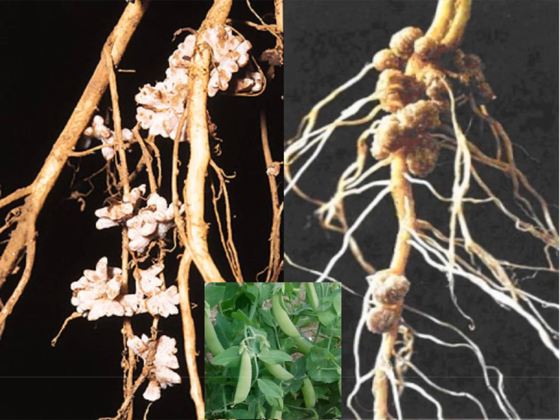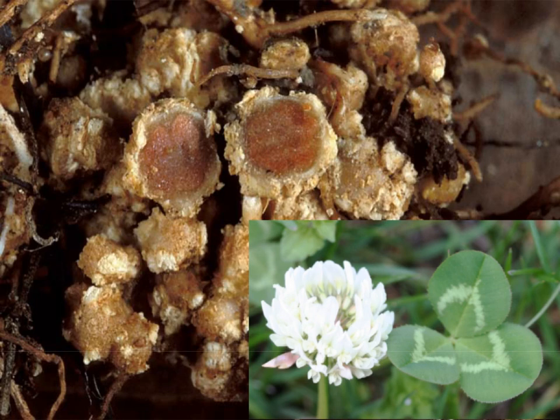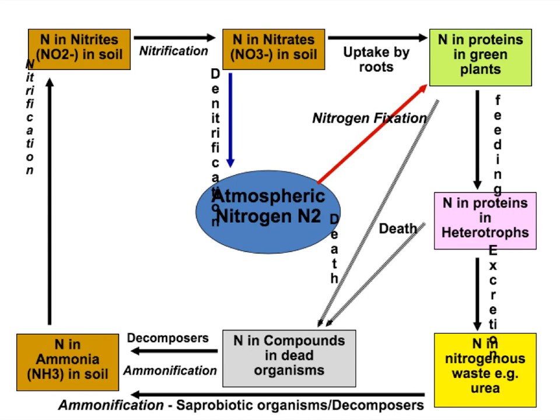So here are some root nodules containing mutualistic rhizobium bacteria in peas, and the same in the root nodules found in clover. That process was representing nitrogen fixation, nitrogen gas to ammonia, and this arrow is representing mutualistic bacteria, nitrogen fixing bacteria like rhizobium found in root nodules. You can also have free living nitrogen fixing bacteria that convert nitrogen gas into ammonia, which then goes into the soil. So that's another way of fixing nitrogen gas.